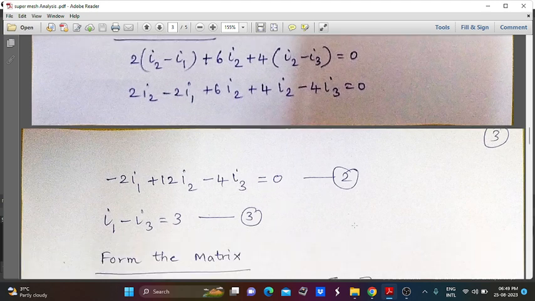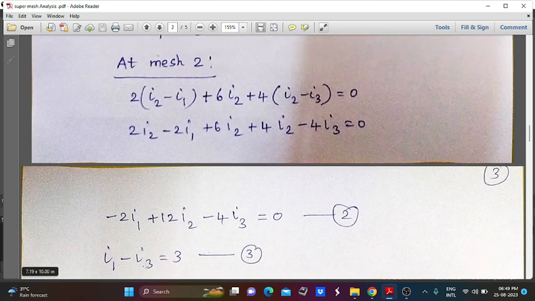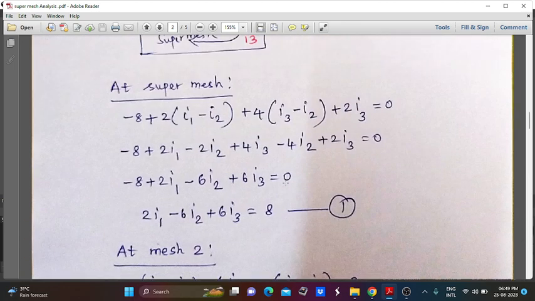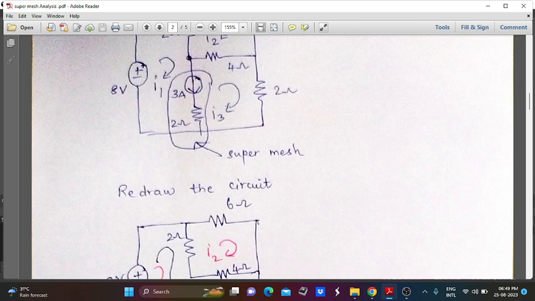At last we can write the expression I1 minus I3 equal to 3. That means this is the current flowing through this 2 ohm resistor. This particular area is called the super mesh.